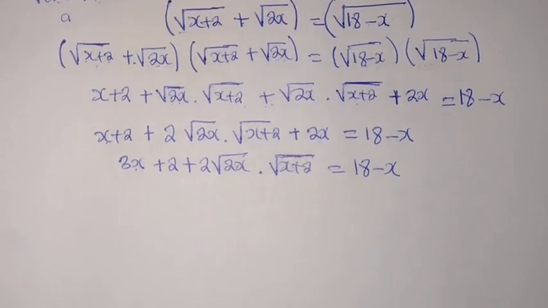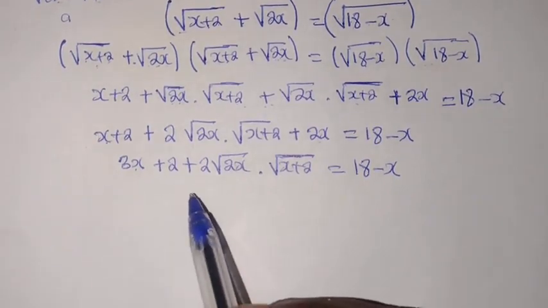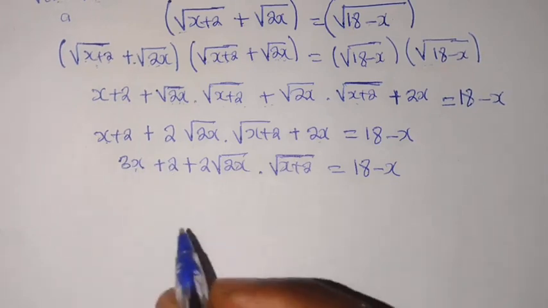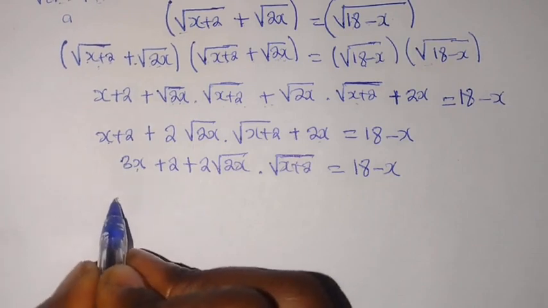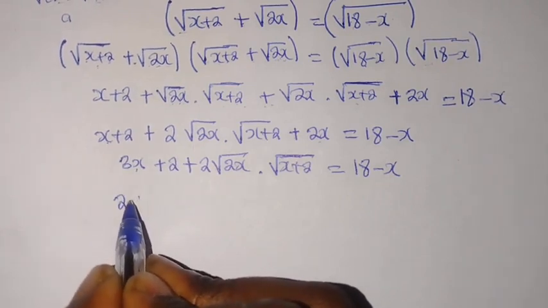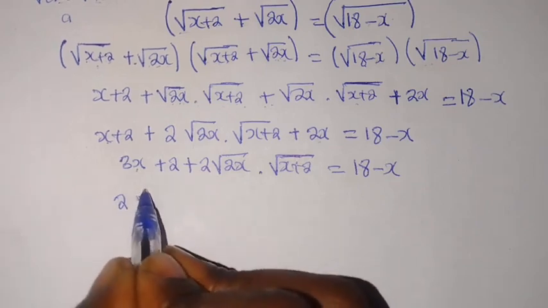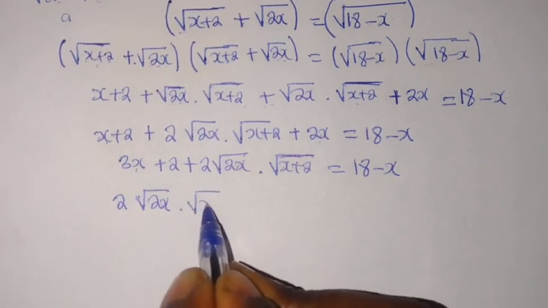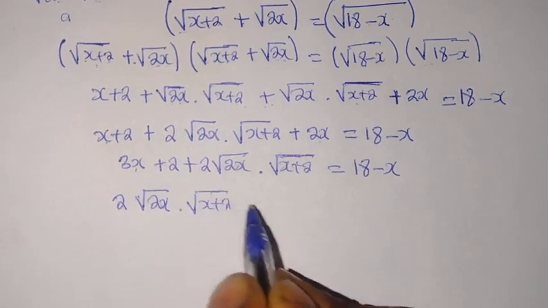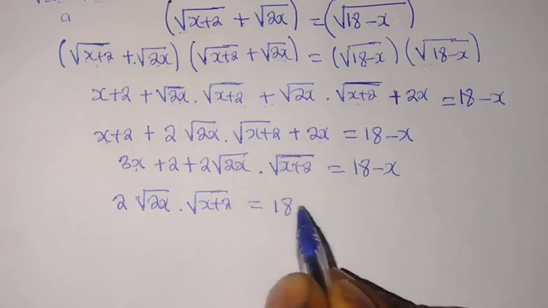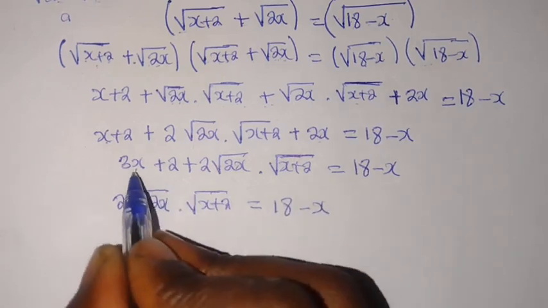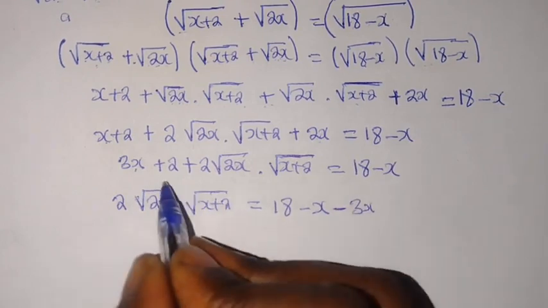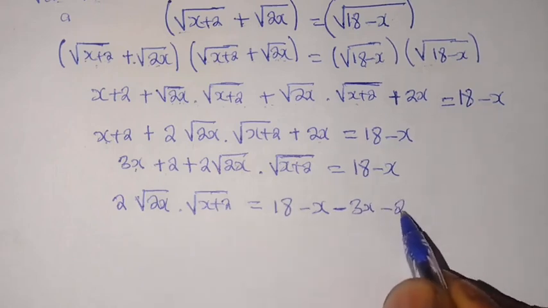Now, on this stage, we can try to take 3x and 2 to this other side of the equation. So just remain with this 2, remain with 2 root of 2x times root of x plus 2 is equal to 18 minus x. This is a positive 3x, so it will be a negative 3x. Then this is a positive 2, it will be a minus 2.